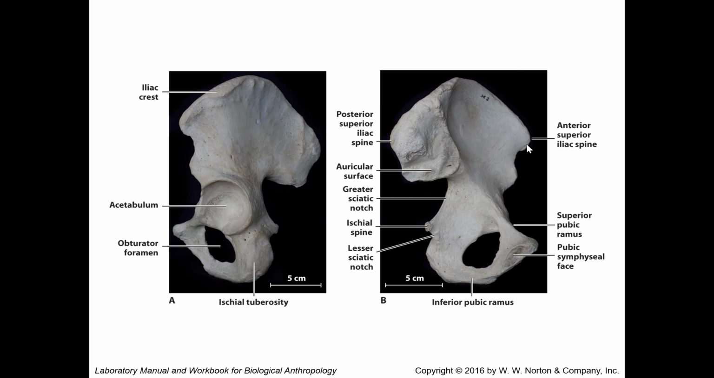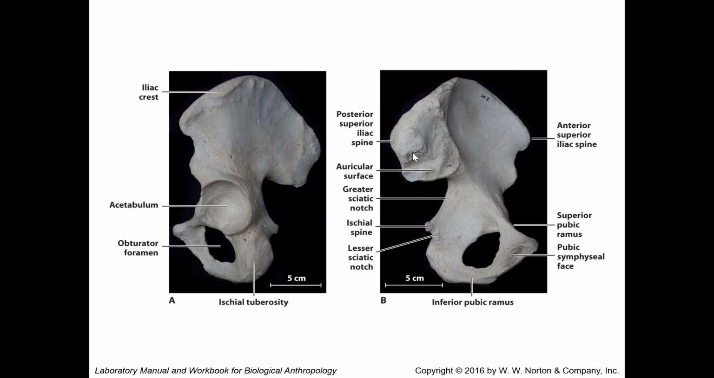And the posterior superior iliac spine, right here, is found at the posterior end of the iliac crest. Both the anterior superior iliac spine and the posterior superior iliac spine are areas for muscle attachment.